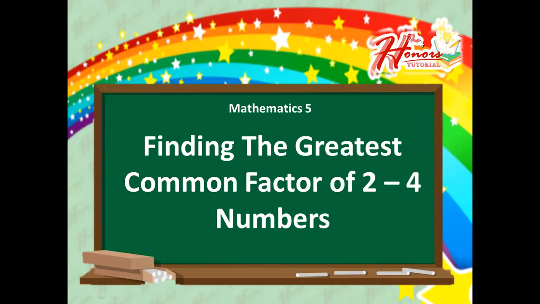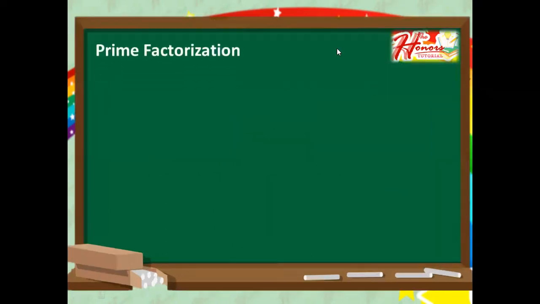Welcome to part 3 and the last part of our topic, which is about finding the greatest common factor of 2 to 4 numbers for Mathematics 5. So we are done with the listing method. Now let's have the other method, which is the prime factorization.